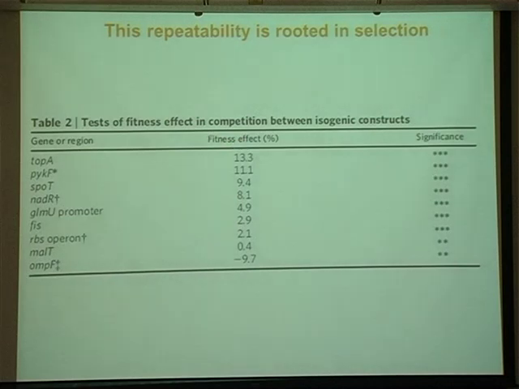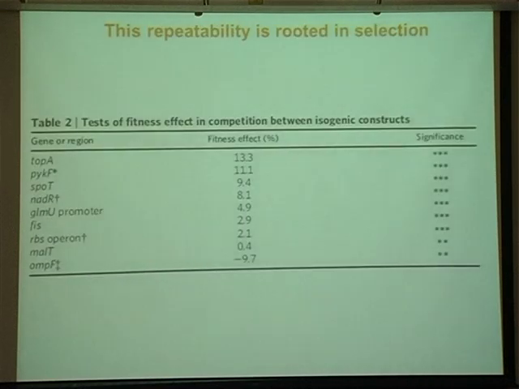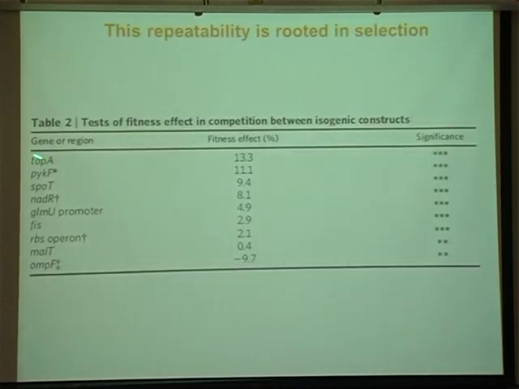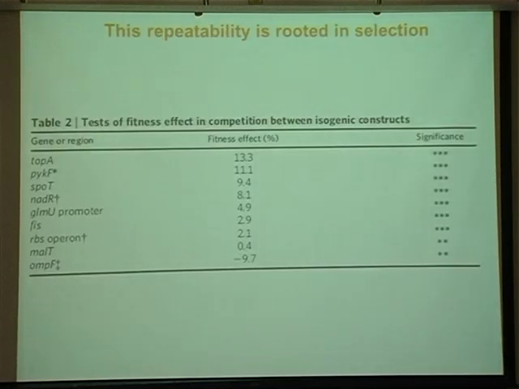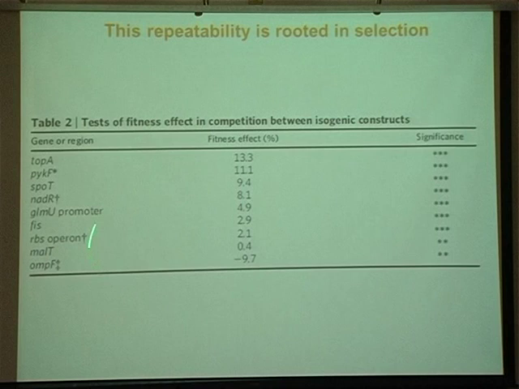These are in percent. But you can see there's some correspondence between, okay, let's just look. TopA, PykF, SpoT have very strong fitness advantages. There's SpoT. PykF is not on here. Sorry, TopA is there. Yeah, thank you. TopA is here. All right. On the other hand, this nadR here, which is less of a fitness advantage than this TopA, is at the top of this list, whereas this one is much further down. All right. Why is that? Maybe it was just chance.